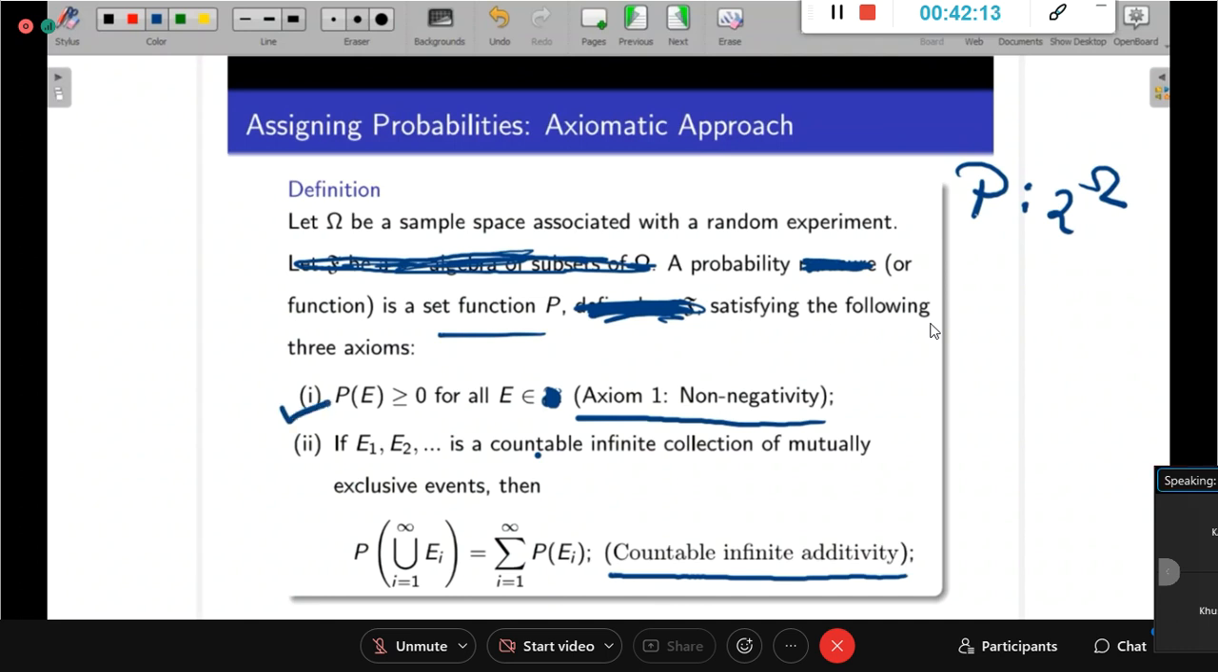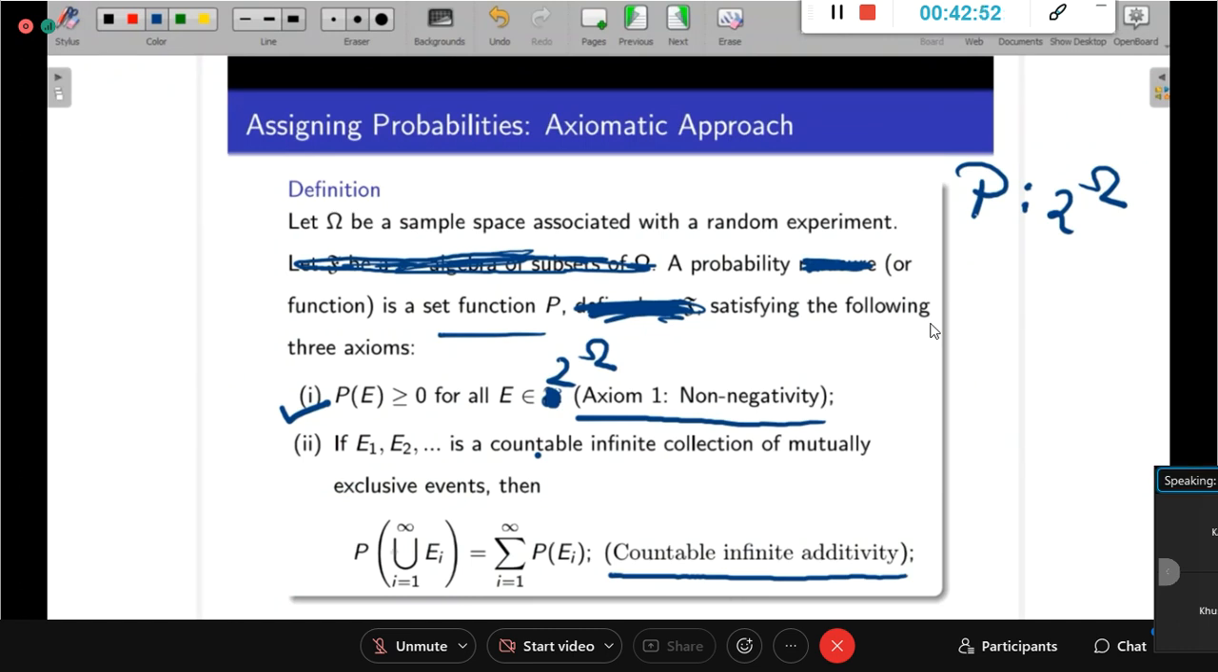The first axiom says that whatever subset of omega, or whatever event you take, its probability is always going to be greater than or equal to 0. Here I should mention this is not omega, it should be 2 to the power omega. E is a subset of omega, it belongs to the power set of omega. So the probability of any event is either 0 or more than 0, never negative.